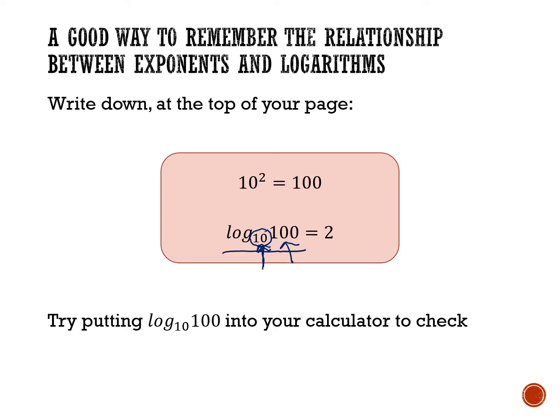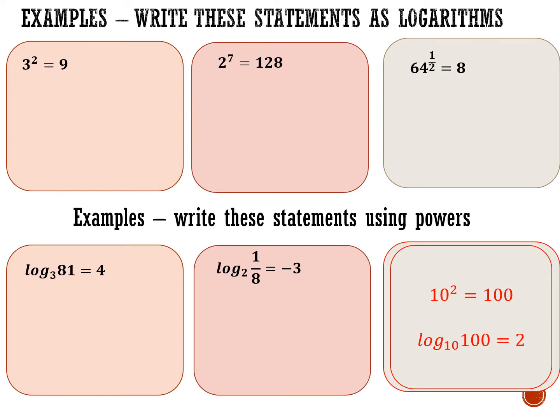Okay, right, well let's see if we've understood that. What we're going to do here is we've got 3 expressions written in exponential form, and I'm going to write those as equivalent logs. And we've got 2 written in log form, and I'm going to write those as the equivalent exponentials. So let's start with 3 to the power 2 equals 9, which you all know is true. So I'm going to write the word log.